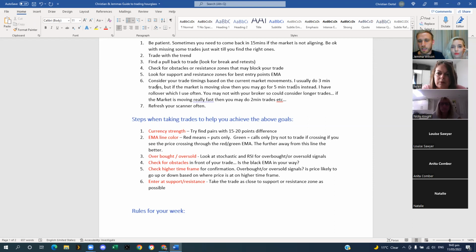You'll get used to this over time. The more you trade, you'll notice that sometimes the market moves really quickly and sometimes it moves quite slowly. So if it's moving quite slowly, I might consider going to 5-minute trades, for example, especially if you don't have rollover. I think 3 minutes is my sweet spot with rollover.